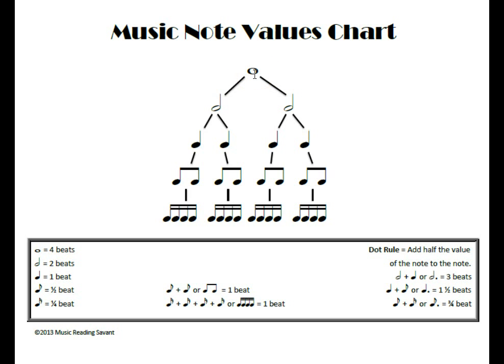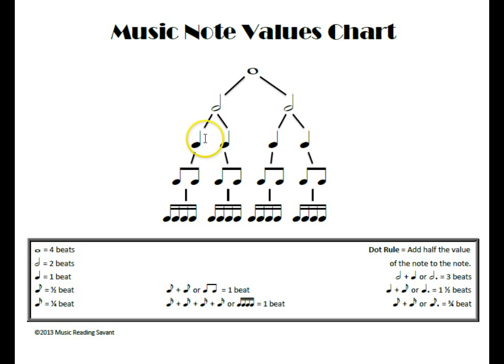If we take that whole note and divide it down, we have a half note here and a half note over here. The half note can then be divided down into 2 quarter notes. 1 quarter note can be divided down into 2 eighth notes, and 1 eighth note is divided into 2 sixteenths. So for 2 eighth notes we need a total of 4 sixteenths.